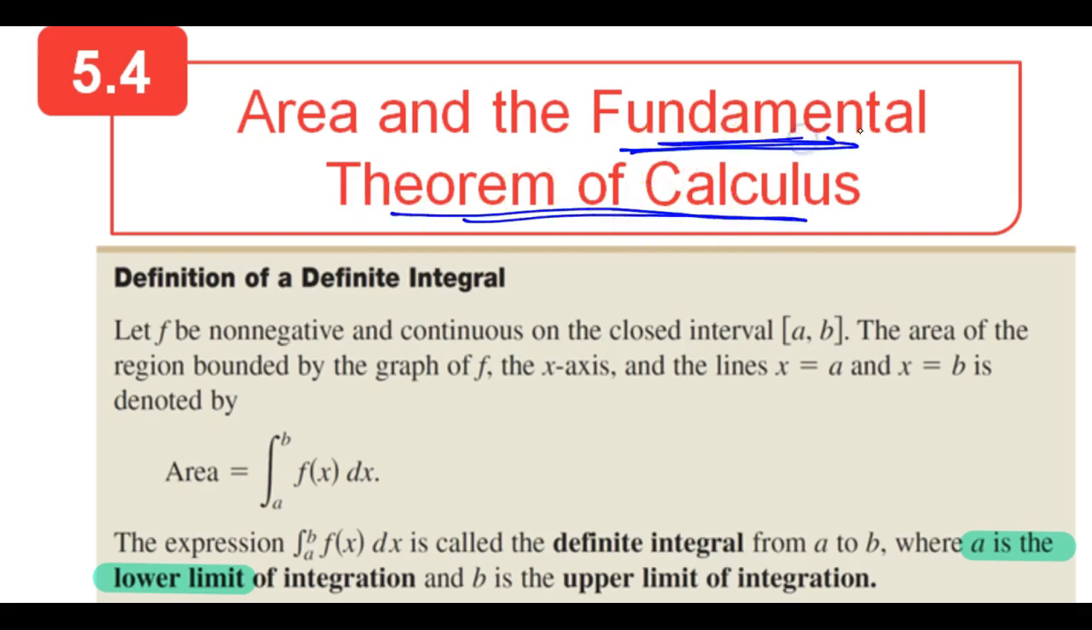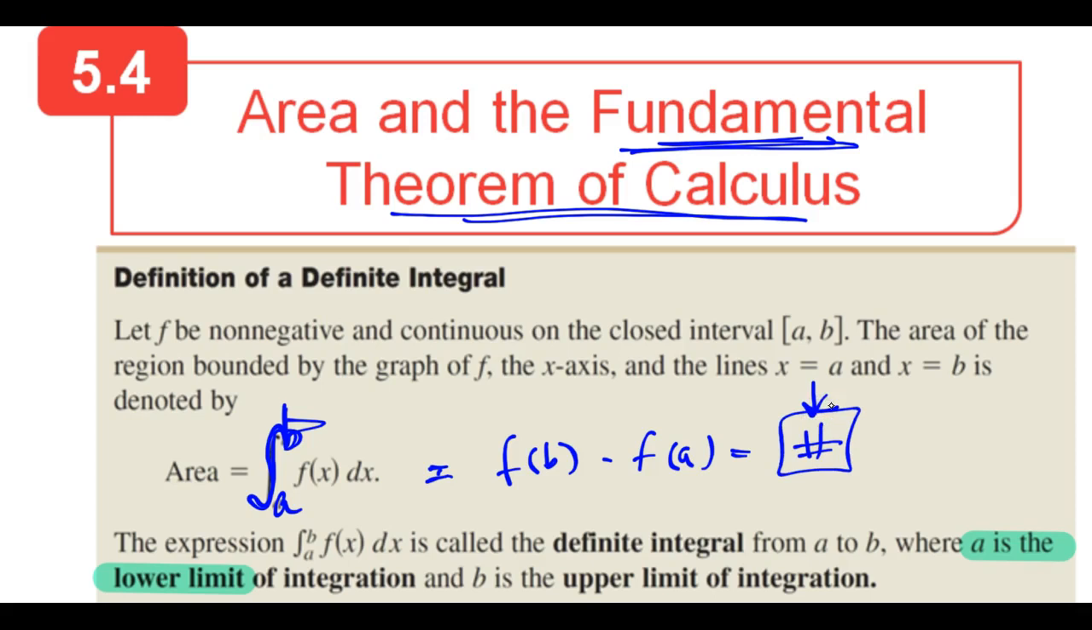It sounds intimidating, but really it just means f of b minus f of a, and we can just get a number that represents the area underneath the curve. We're going to be dealing with a definite integral, so we're not going to have a plus c anymore, like we did in section 5.3. Today we're going to get a number or an answer with no constant.